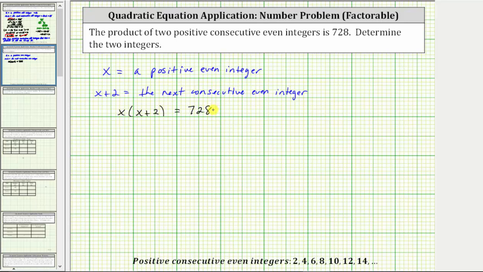To solve the equation, we first simplify the left side of the equation by clearing the parentheses. To do this, we distribute x. x times x is x squared, plus x times 2 is 2x, and this is equal to 728. Notice how we have a quadratic equation. Let's try to solve the equation by factoring.